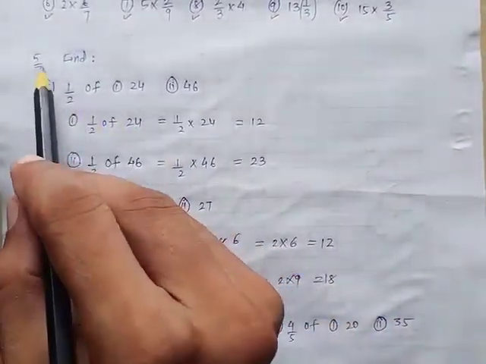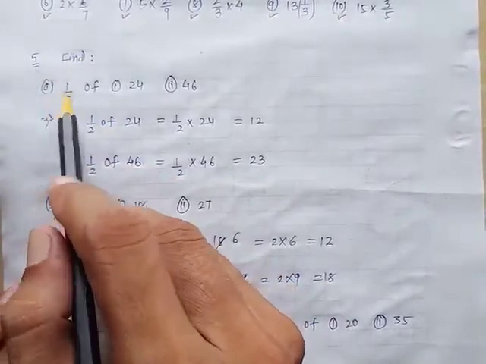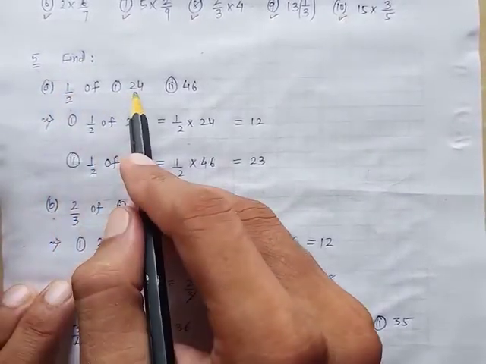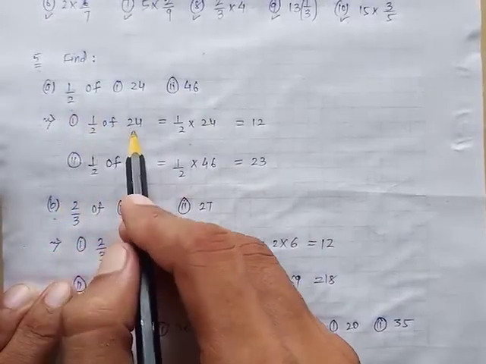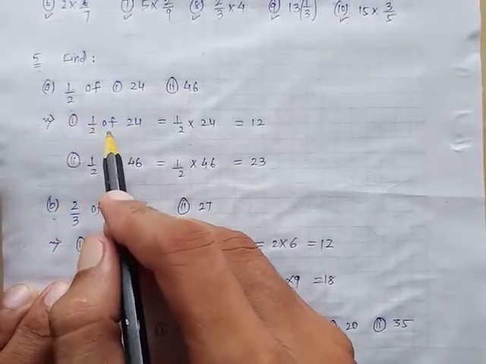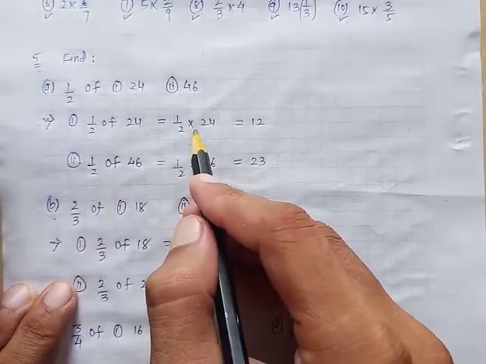Now come to the next question, number 5. Find A, 1 upon 2 of first 24 and second 46. Now we take the first number, 1 by 2 of 24. So we remove 'of' and use the multiplication sign.